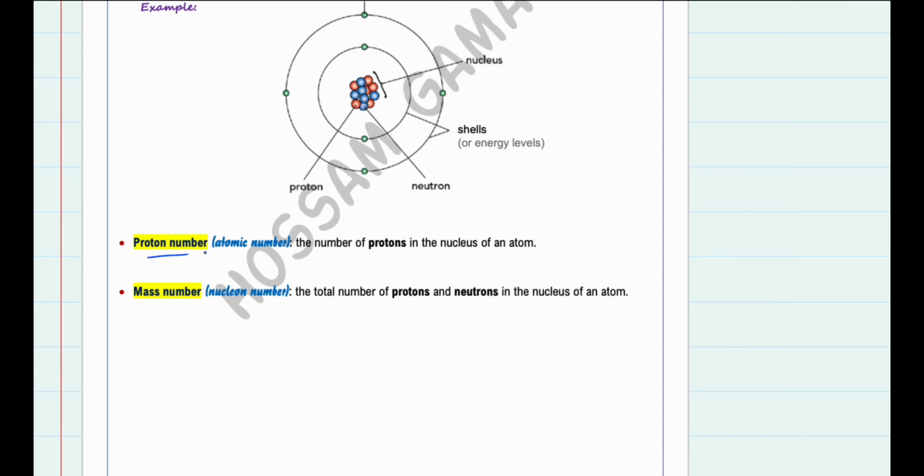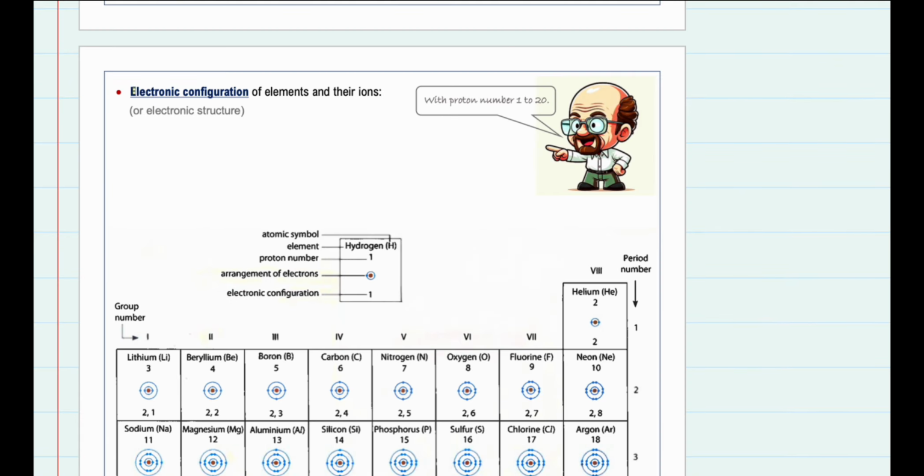Proton number, sometimes we call it atomic number, is defined as the number of protons in the nucleus of an atom. Mass number, or nucleon number, is defined as the total number of protons and neutrons in the nucleus of an atom. Now we're going to discuss how electrons are arranged in an atom, in what's known as electronic configuration of elements or ions. In the syllabus, you'll be asked for elements with a proton number from 1 until 20.